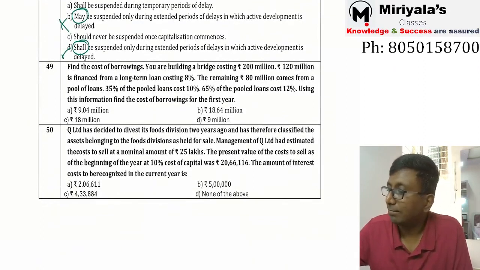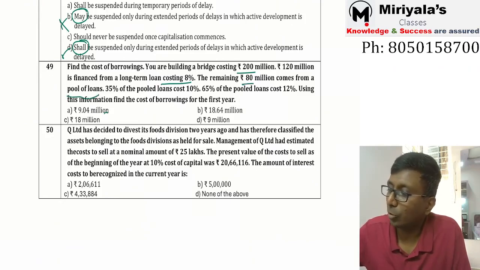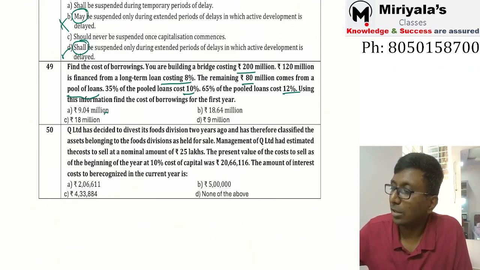You are building a bridge costing 200 million. 120 million is financed from the long-term loan costing 8%. The remaining 80 million is coming from the pool of loans, that is general borrowing. 35% of the pool loan is at 10% cost. 65% of the pool is at 12% cost. Using this information, find out the following cost.